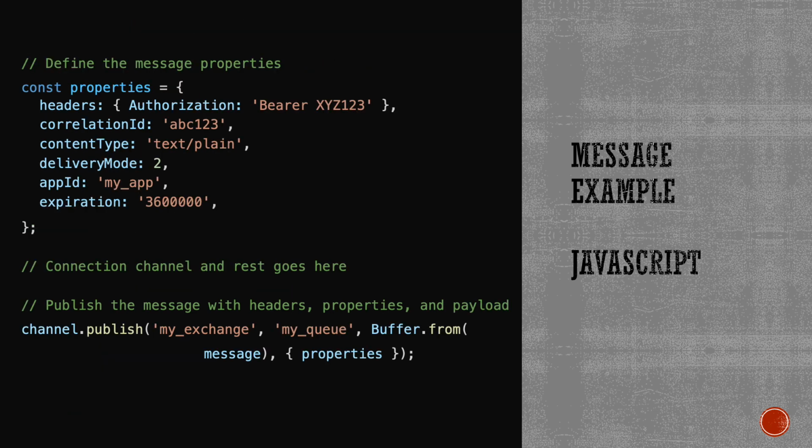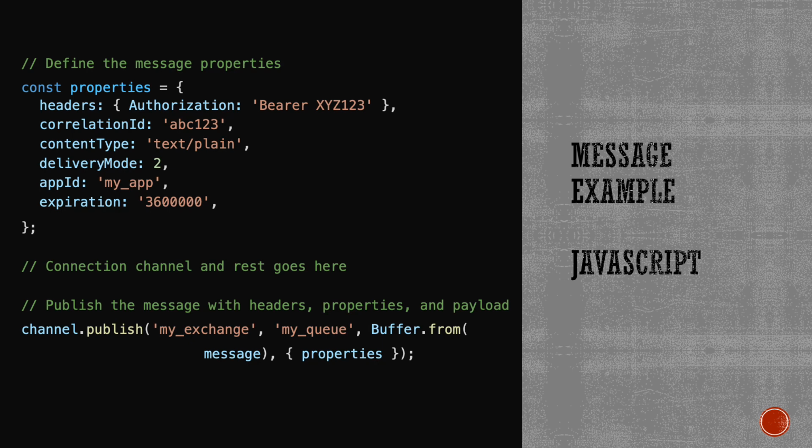We begin by defining the properties of the message. These properties provide additional metadata and control over how RabbitMQ handles the message. In our example, we have specified the following properties. Headers. We include an authorization header with the value bearer XYZ123. This header can be used to provide authentication or authorization credentials. Correlation ID. The correlation ID is set to ABC123. It helps in correlating related messages or message sets.